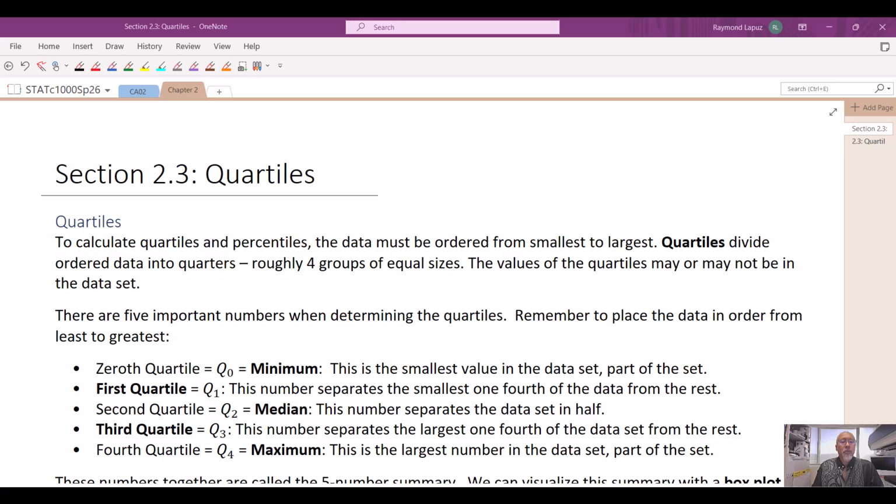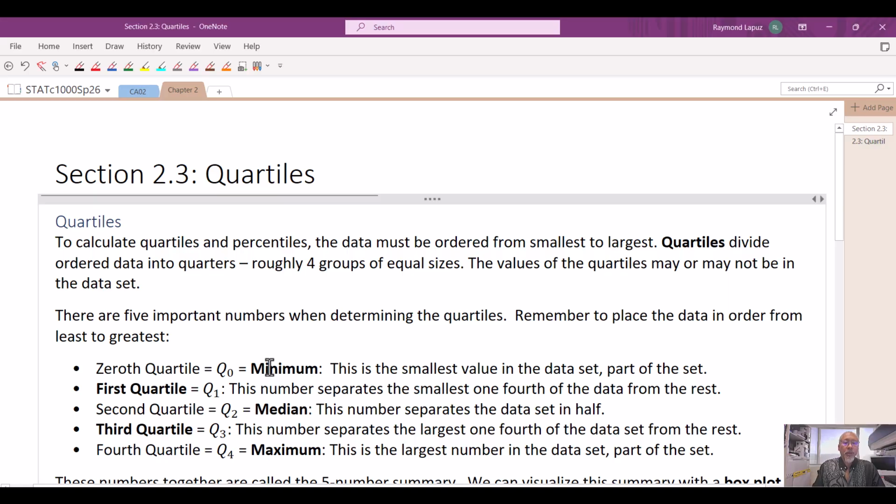So quartiles are a way to divide your data, if put in order, into 4 groups that are roughly equal size. It's not going to be perfect depending on how many pieces of data you have, so it's just a rough estimate of being able to group your data into 4 parts. And we have 5 numbers to split up the data.